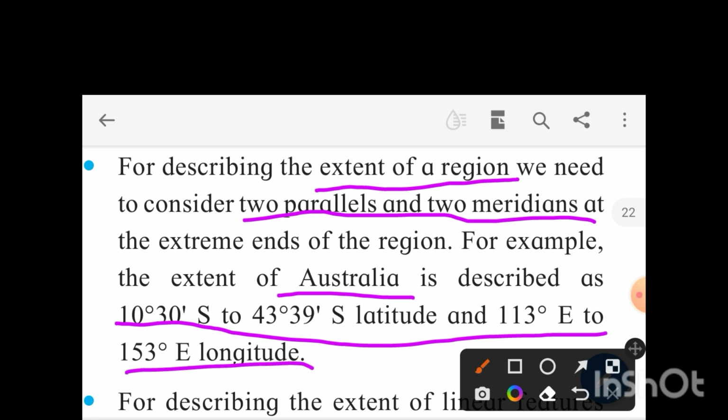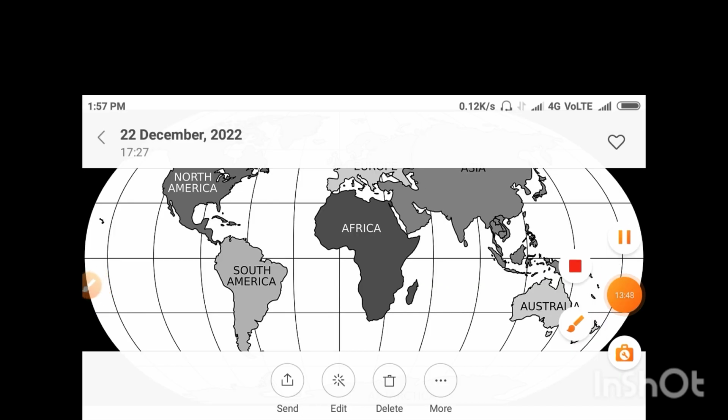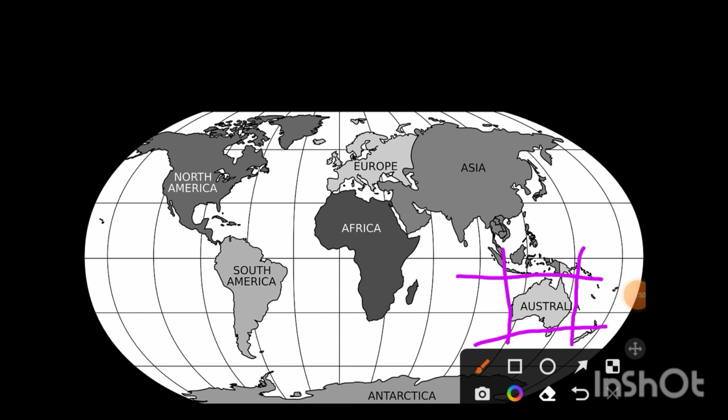Okay, so let's see. In this figure you can see I've drawn two parallels. This is the first one, this is the second parallel. And I've drawn two semicircles, like this one is a semicircle and the other one is this. I'll just draw one more time. This has to touch the Australia region. So these are the two parallels.